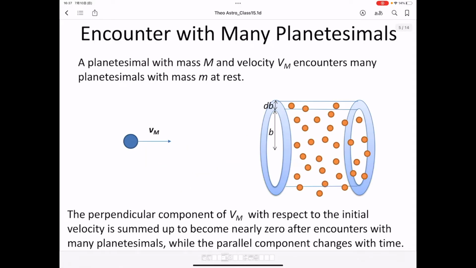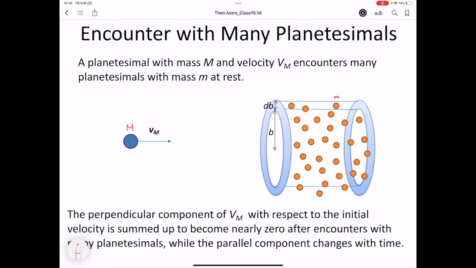We have found the change of the relative velocity of a planetesimal during a single encounter, but the planetesimal frequently meets a number of planetesimals and changes its velocity. A planetesimal with mass capital M and velocity v sub M encounters many planetesimals with mass m. This orange circle has a mass of m at rest, so its velocity is 0.